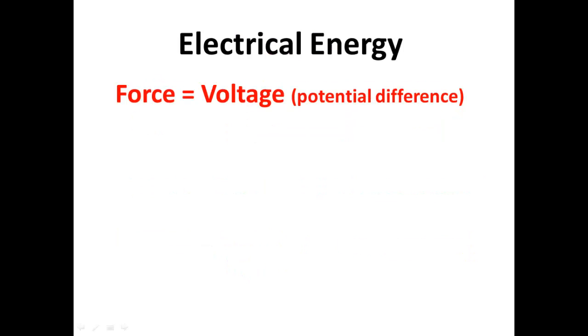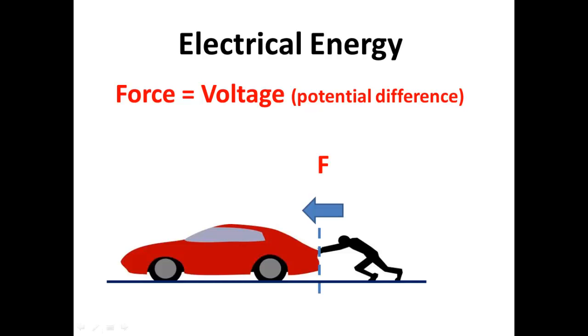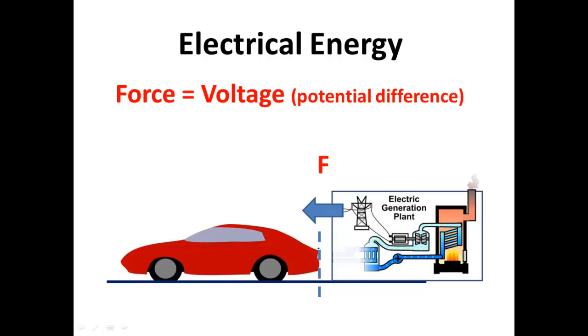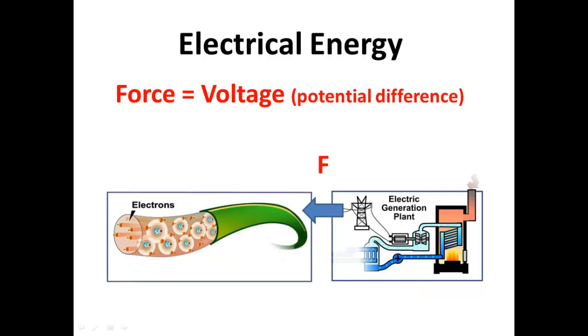Now let's look at electrical energy. In this case, force is related to voltage, which is also called a potential difference in a circuit. So instead of a man pushing a car, we have an energy plant pushing electrons through a conductor.